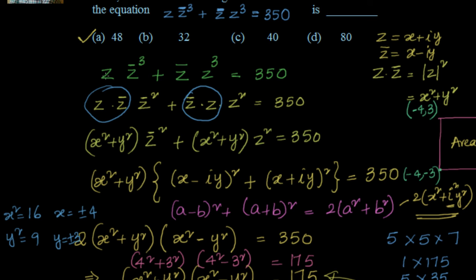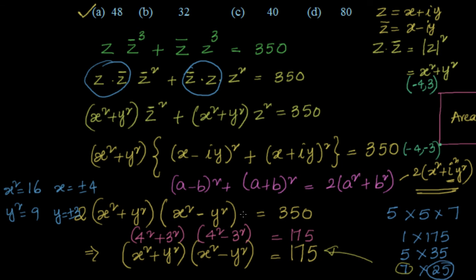So we started saying z equal to x plus iy. We substituted the values. We know z equal to x plus iy and z dash is nothing but x minus iy. We simplified. We got x square plus y square into x square minus y square equal to 175. Lucky for us, 175 prime factorization is simple. 5 into 5 into 7. We have only options 1 into 175, 5 into 35 or 25 into 7.